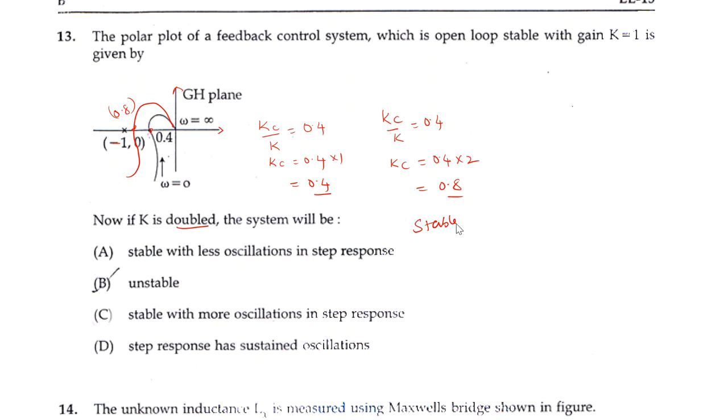Now we know that k is proportional to 1 by square root of zeta. As k increases, the zeta value decreases. We know that zeta equal to 1 means critically damped condition, zeta equal to 0 means undamped condition, and zeta more than 1 means overdamped condition. As the zeta value decreases, what about the oscillations? They are going to increase, right? So the answer is stable with more oscillations in the step response. So the answer will be C here.